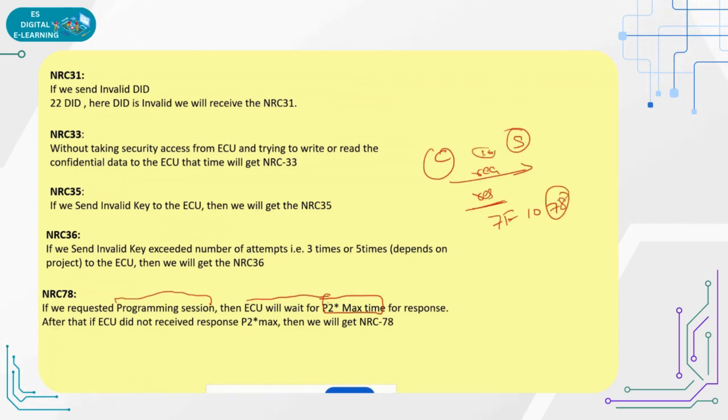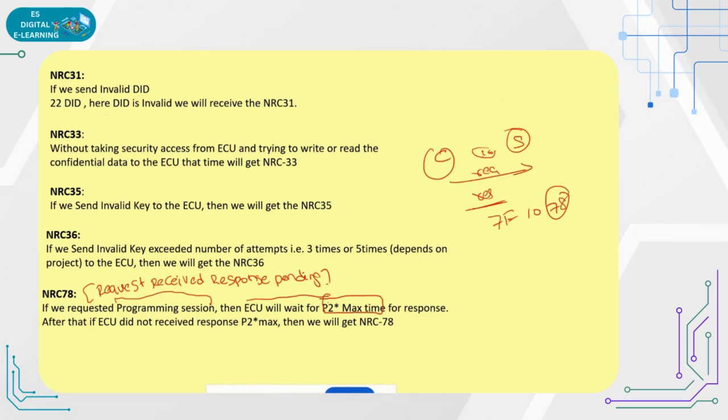What this 78 will do is give you that request received. The server will tell you, okay, I received the request, just the response is pending for you. So request received, response pending, that is 78.